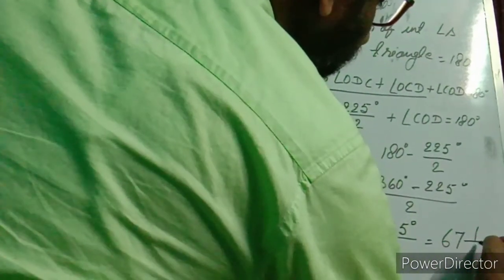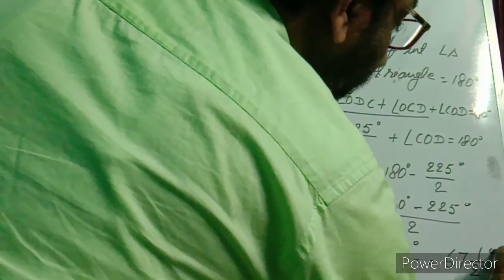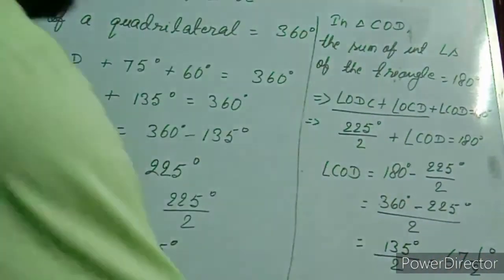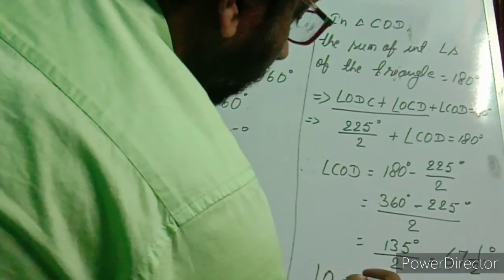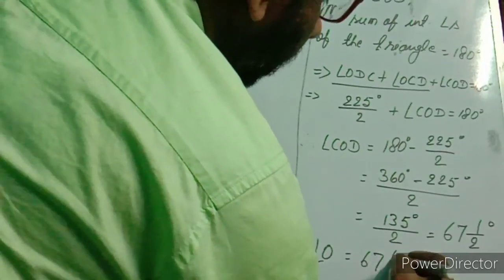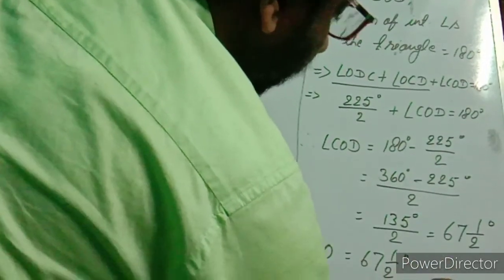Equal to 360 degree minus 225 degree, that is 135, divided by 2. So this became 67 and 1 by 2 degree. So angle O equal to 67 and 1 by 2 degree. This became the answer.